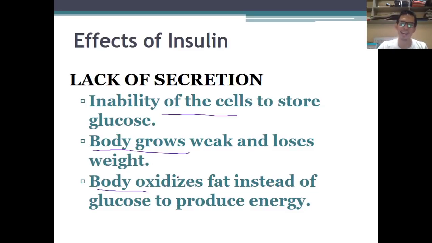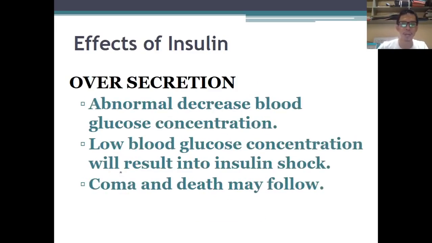Instead, this particular fat will become an extra burden to the body. Instead of producing energy, it will accumulate in the body, especially in the liver. So in any case, lack of secretion of insulin will also be bad for our body. Next, oversecretion of insulin is also bad.